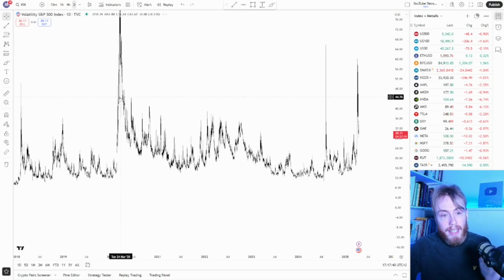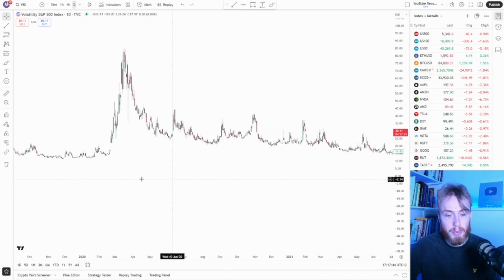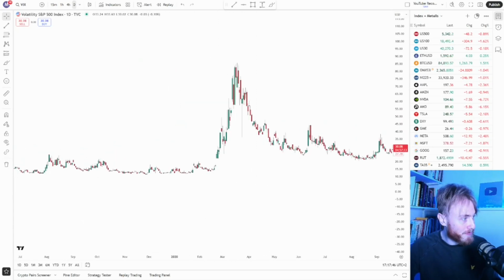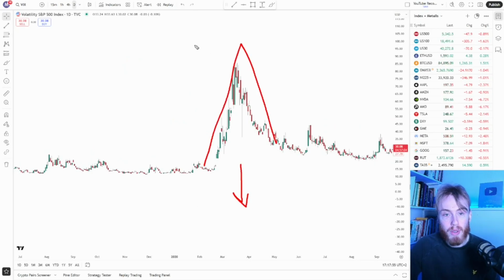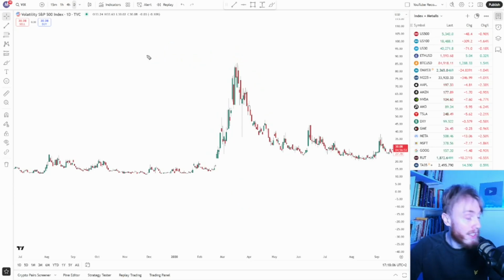But now we're looking at the VIX, and I just want to show you guys some very famous examples of spikes. The first example is, of course, what happened in 2020. This right here is the COVID crash. This was the crash that started with the coronavirus, and the VIX actually spiked all the way up here to almost 100. It was at 90 at most.